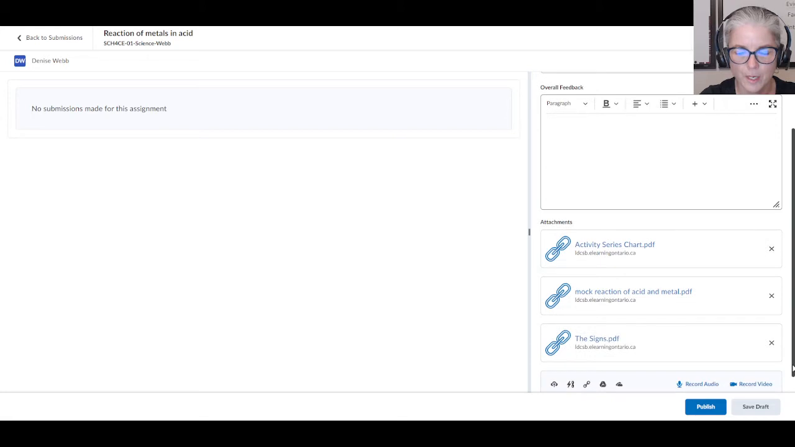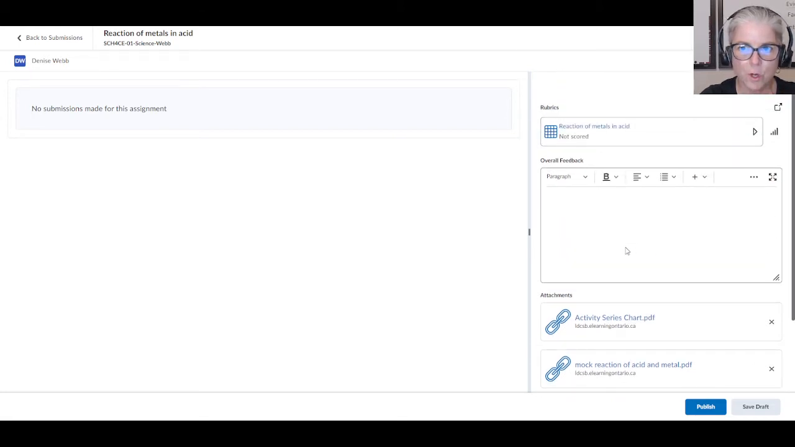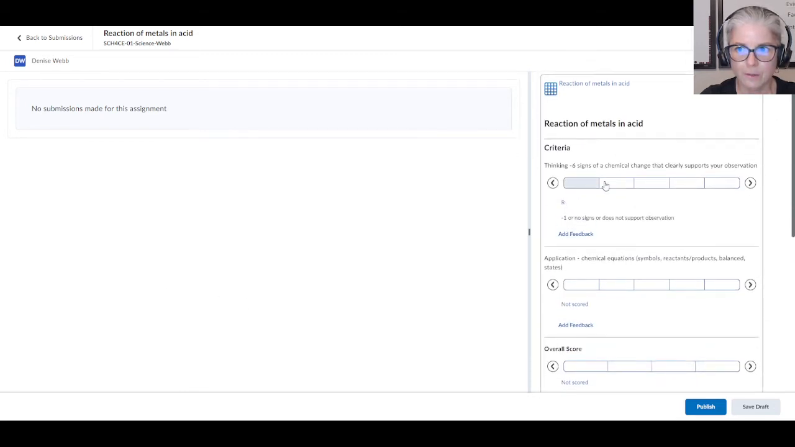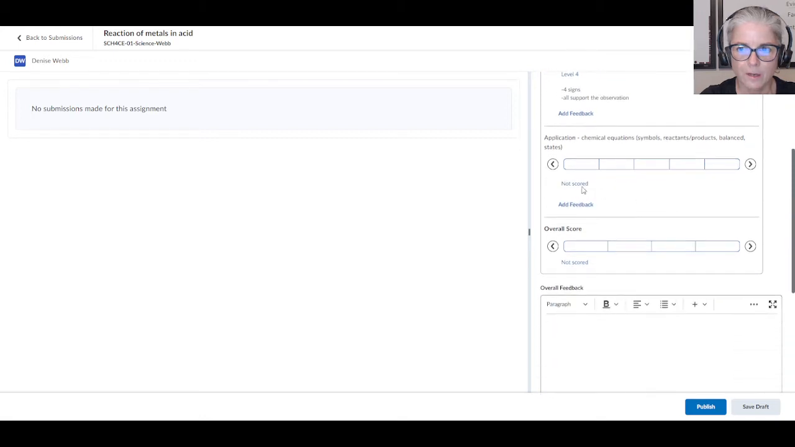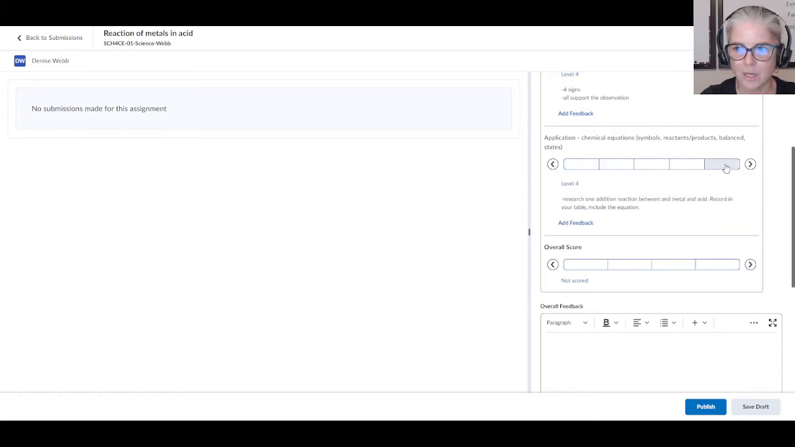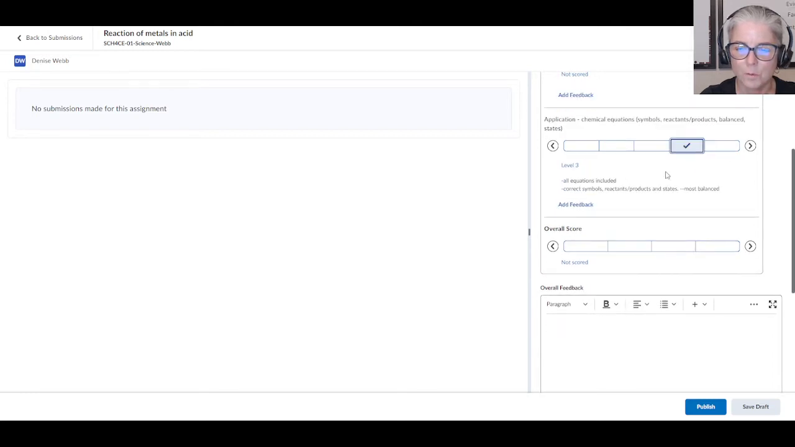So what I'm showing you is I just did something a little bit different. You know when you go into your Dropbox that you see there's a rubric, and I really want you to work on looking at what a level 4 criteria is. In this case, there's only two categories I'm marking, and we're looking at application. We're looking at all equations that are included. I always want to go to a level 3: correct symbols, reactants, products, and states, mostly balanced. And then I always like to look at a level 4, where I could add one additional metal to the reaction of the acid.